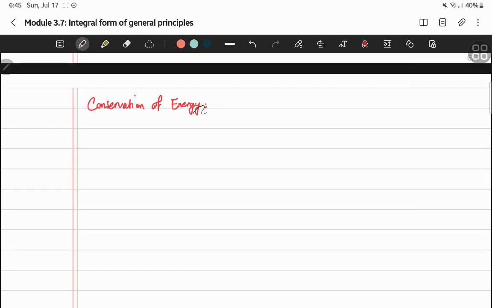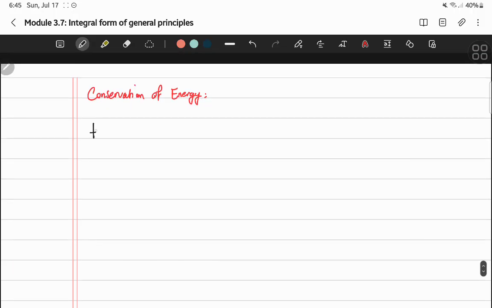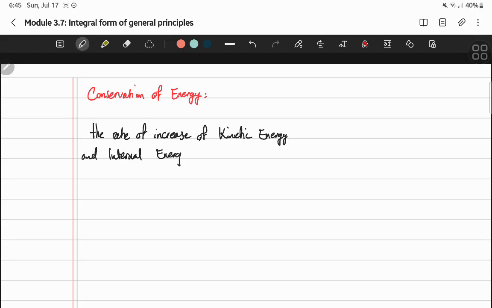So based on this principal equation, we have the rate of increase of the kinetic energy and internal energy in a fixed part of a material.